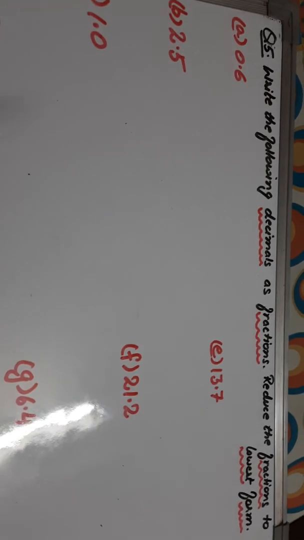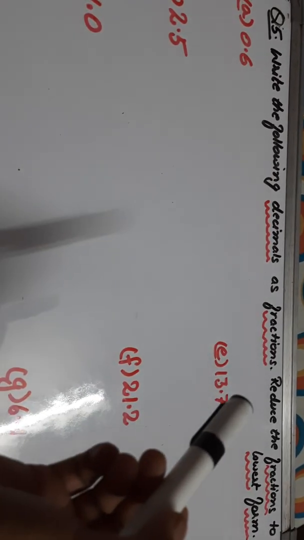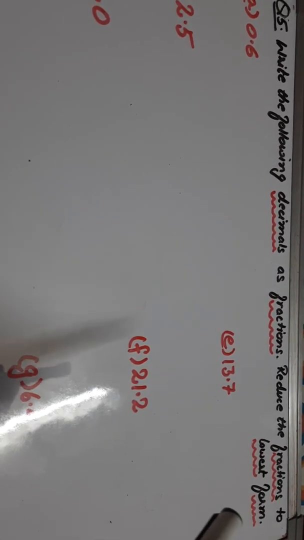Now today we are going to do question number 5. Write the following decimals as fractions. Two parts are there. First part is write the following decimals as fractions. Second part is reduce the fractions to lowest form. So let us start the question. The question is write the following decimals as fractions, reduce the fractions to lowest form.